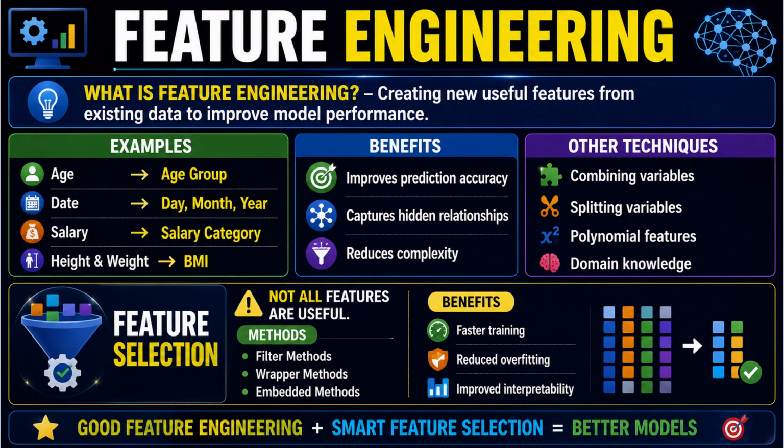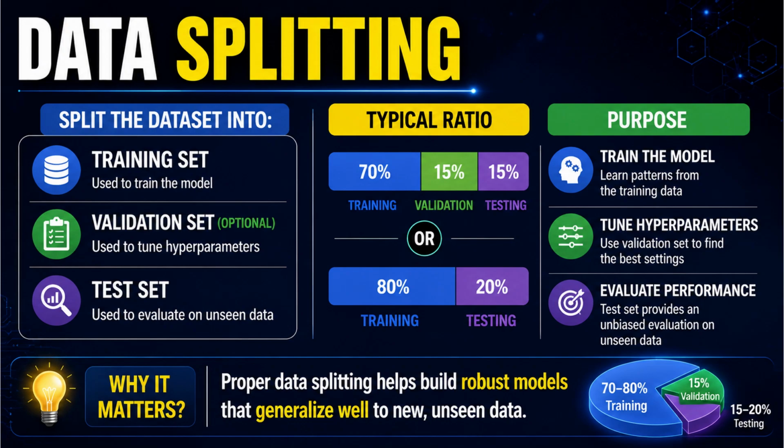Not all features are useful, so you can even have feature selection by filter methods, wrapper methods, and so on. This also benefits by giving rise to faster training, reducing overfitting, and improving interpretability. Data splitting is important in any machine learning algorithm. You split the data into a training set, a validation set, which is optional, and a test set. The typical ratio used is 70% for training, 15% for validation, and 15% for testing. If you are not using validation, then it's 80% for training and 20% for testing.